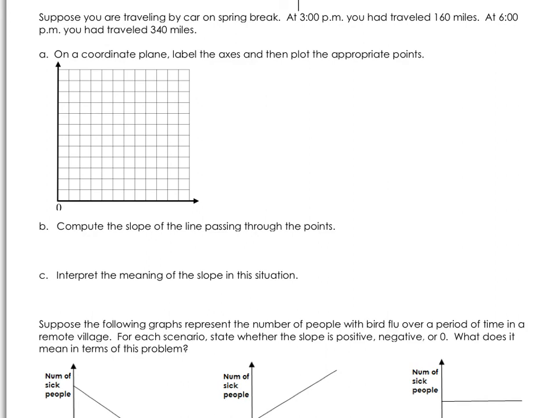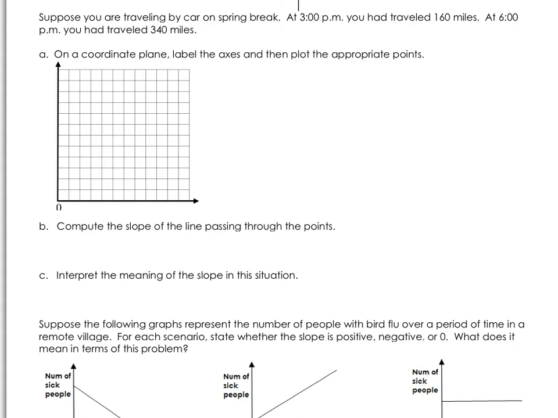Suppose you are traveling by car on spring break. At 3 p.m., you have traveled 160 miles. At 6 p.m., you have traveled 340 miles. On a coordinate plane, label the axes and then plot the appropriate points.